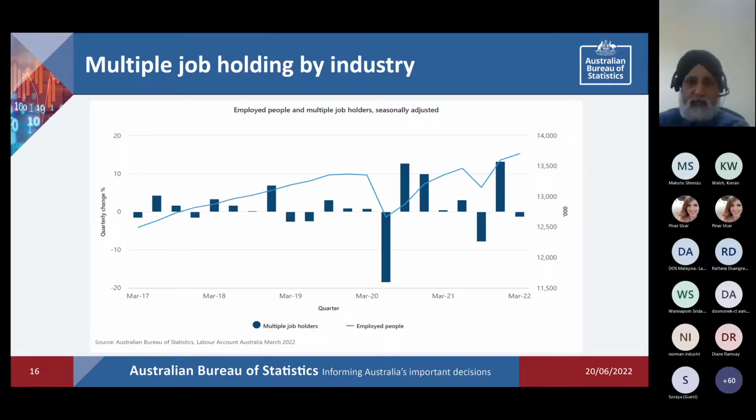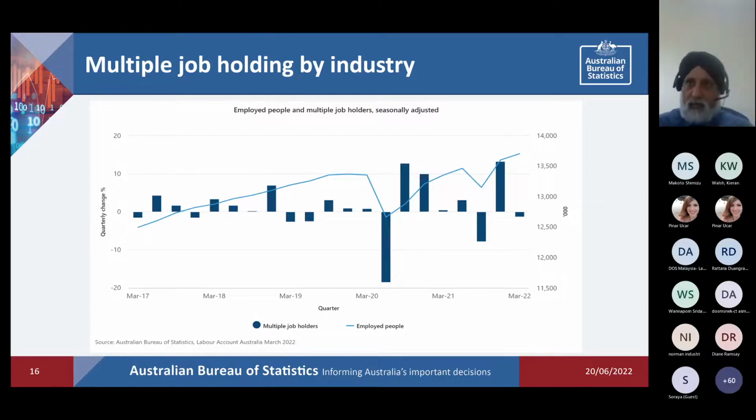Okay. Here is another example of a use case for the labour account in providing better insights into the patterns of multiple job holdings. Information on the number of people holding multiple jobs is available from the Labour Force Survey. However, industry is only collected for main jobs, as we all know. The industry of other jobs worked is not collected in this survey. This means that there's no information from the Labour Force Survey on the industry of secondary jobs.